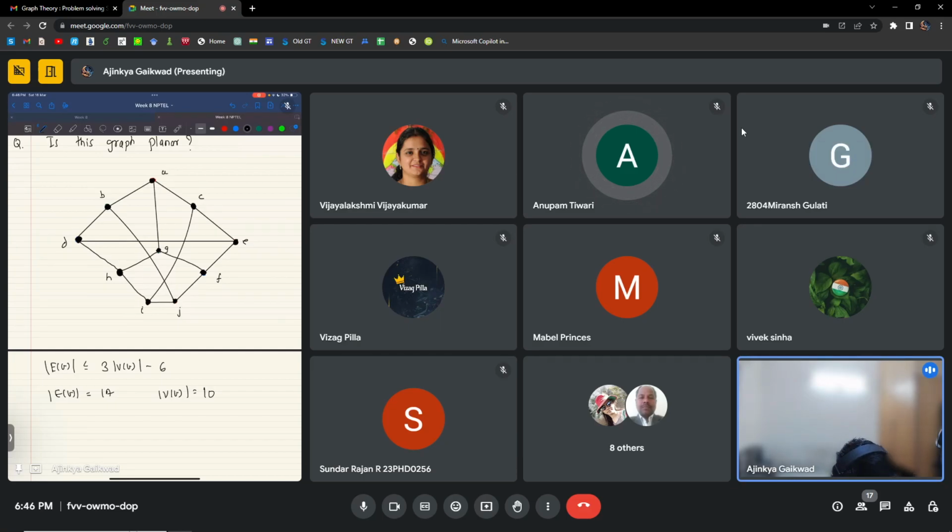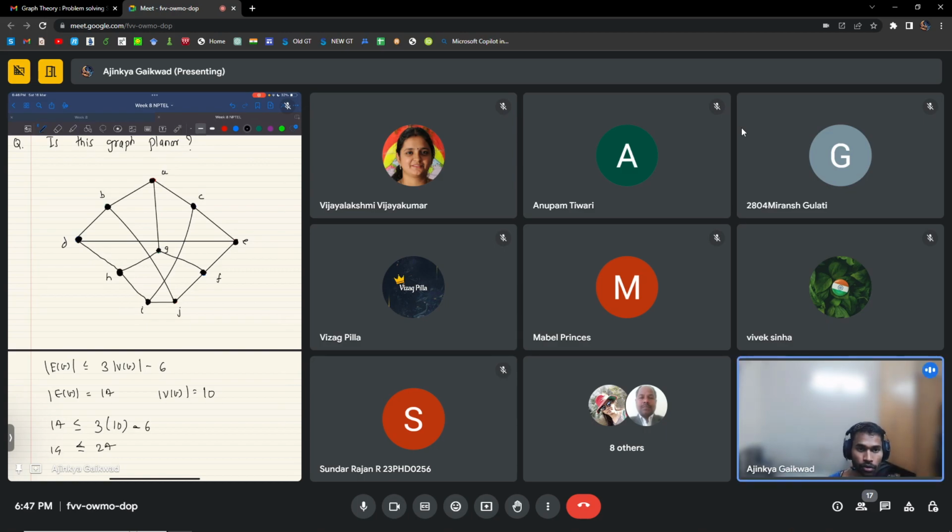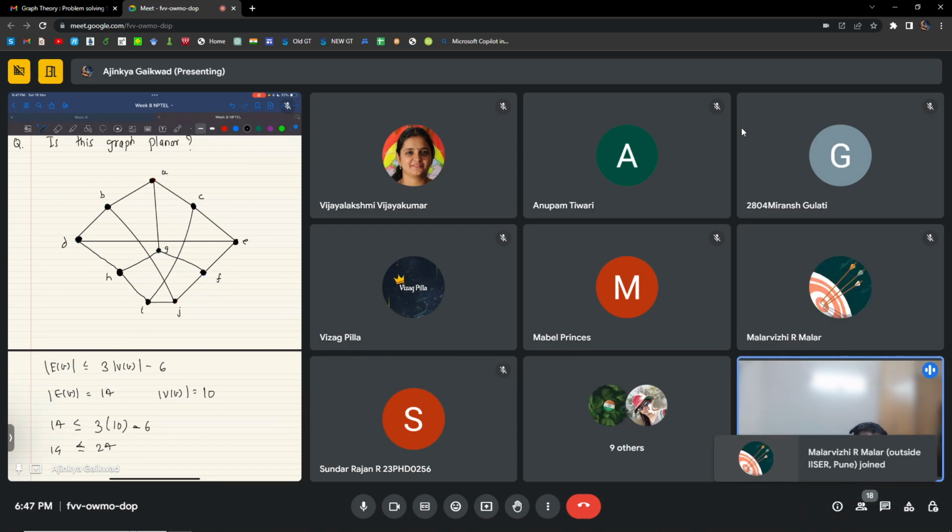Yes. So if you see, 14 is indeed less than or equal to 3 into 10 minus 6. Wait, let me just finish this part. So this is 24. So this is fine. So this necessary condition is satisfied, right? Because I need E of G to be at most 3 into V of G minus 6. V of G is 10, so the number of edges should be at most 24. But here it is at most 14, right? So this doesn't prove the graph is not planar.